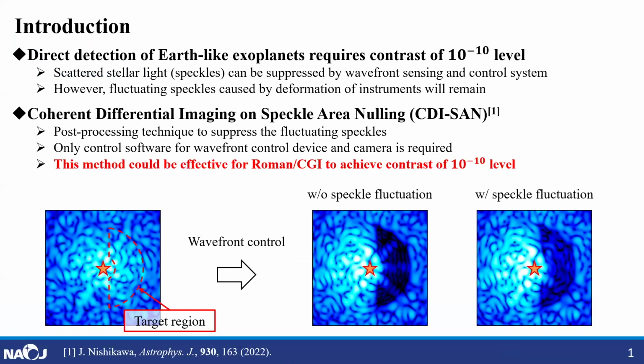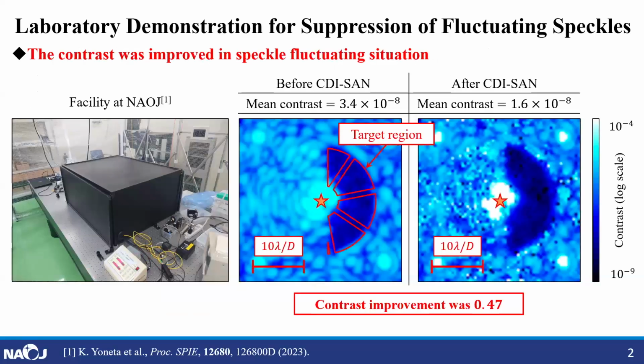Now we are developing a new post-processing method, called CDS-SAN, to suppress the fluctuating speckles. This method requires only control software for a wavefront control device and a camera. We propose this method to the CGI CPP as a guest wavefront sensing and control algorithm. We are conducting a laboratory demonstration at NLJ.